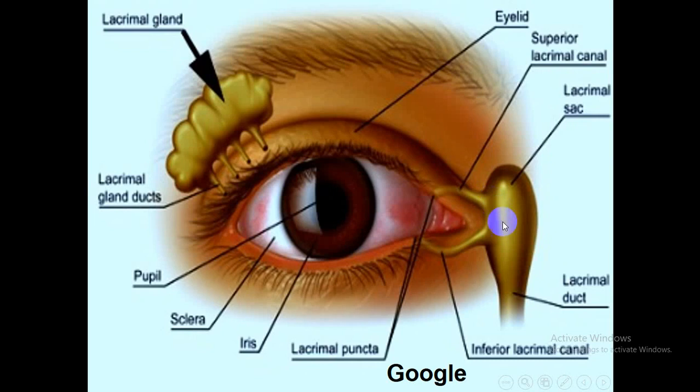Now lastly is the nasolacrimal duct. It is about 1.5 centimeter long and it is a continuation of the lacrimal sac. It passes downward to open in the inferior meatus of the nasal cavity. As we know, the lacrimal fluid discharges into the nasal cavity. So the nasolacrimal duct opens in the inferior meatus of the nasal cavity, and we will take it in detail in the nose lecture: what opens in the superior meatus, the middle meatus and the inferior meatus. This is all about the lacrimal apparatus.